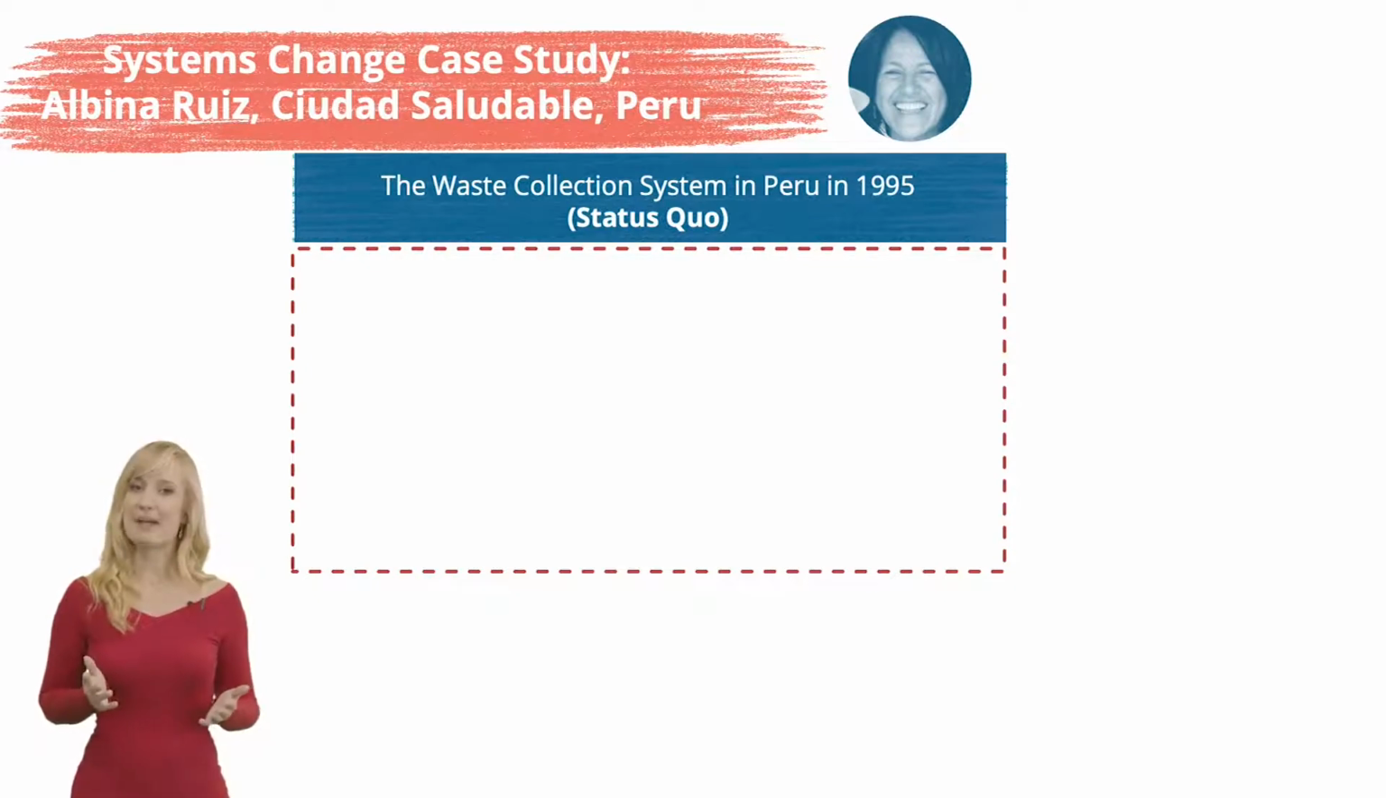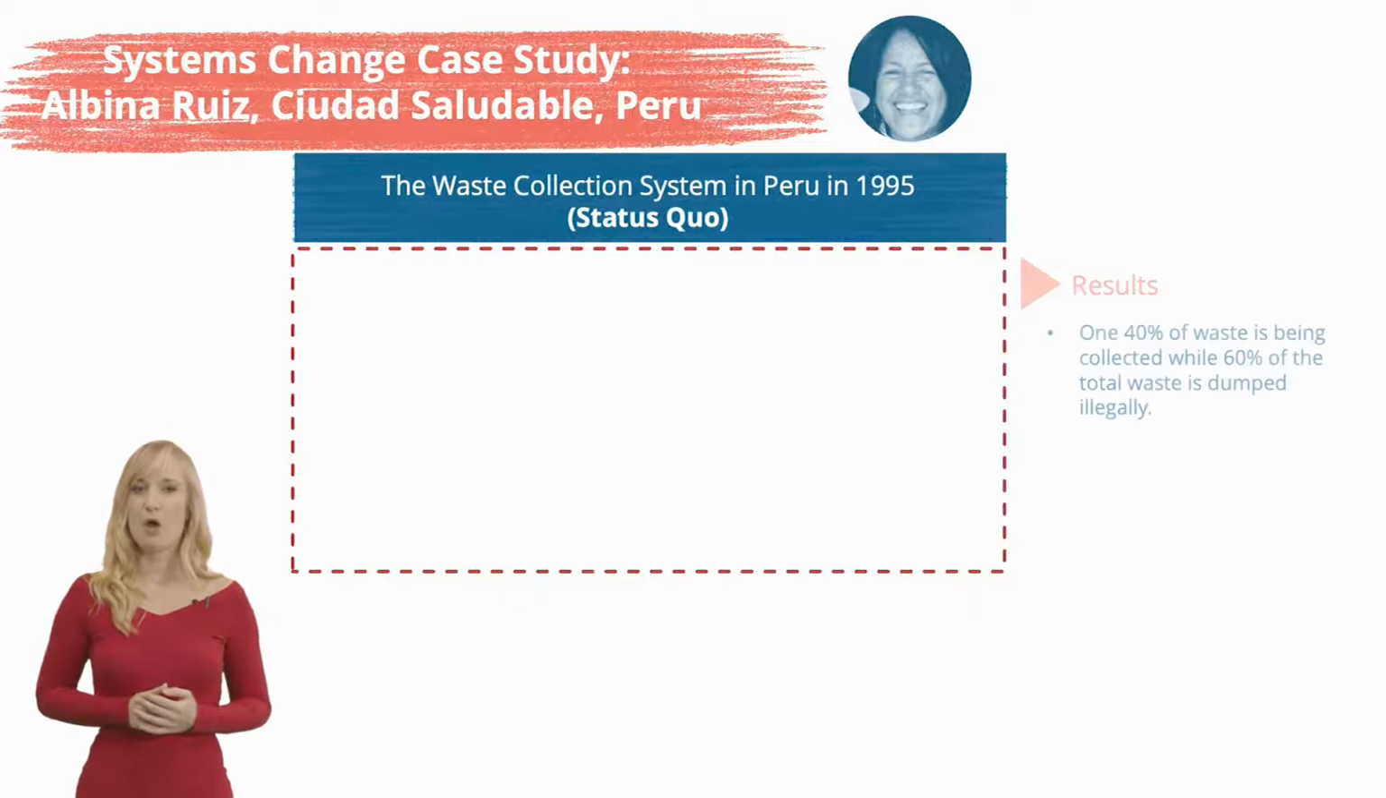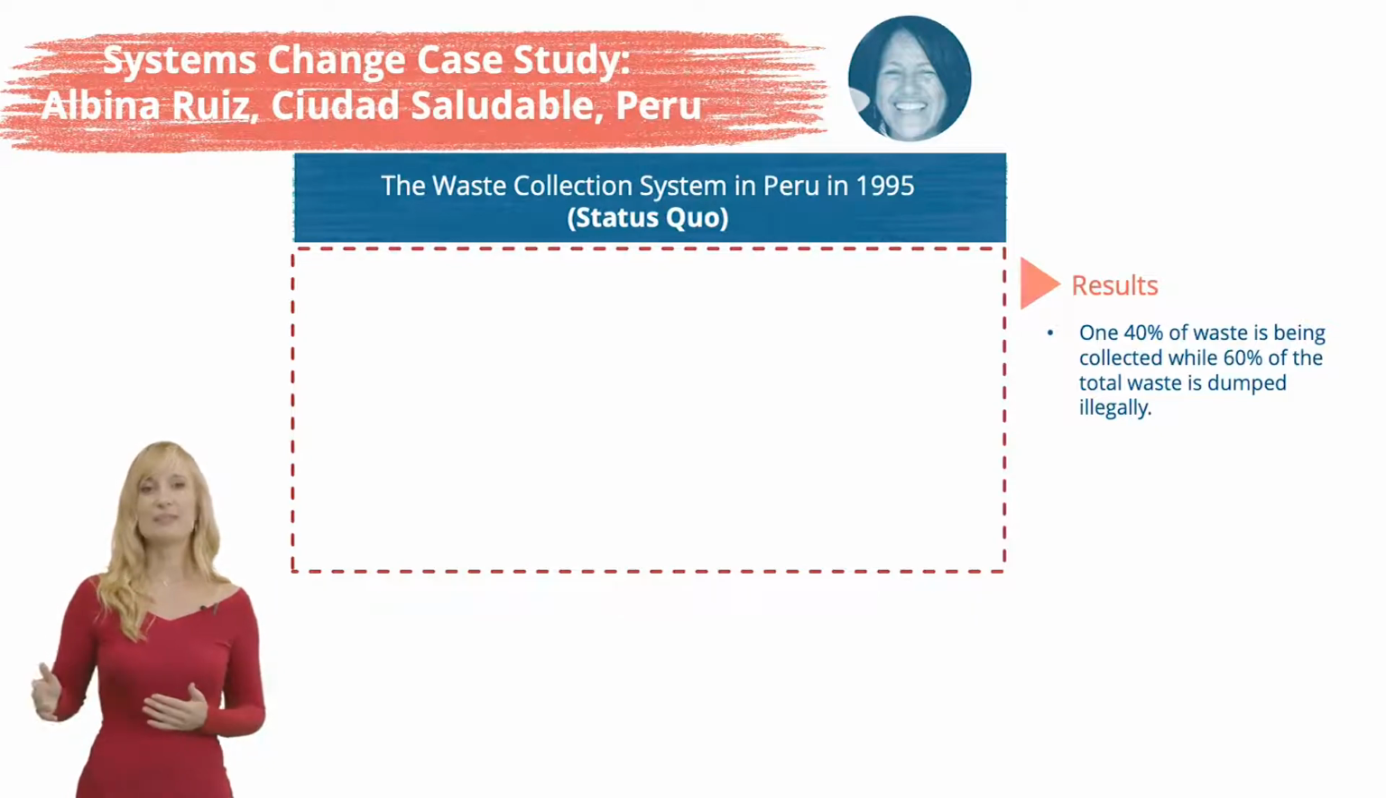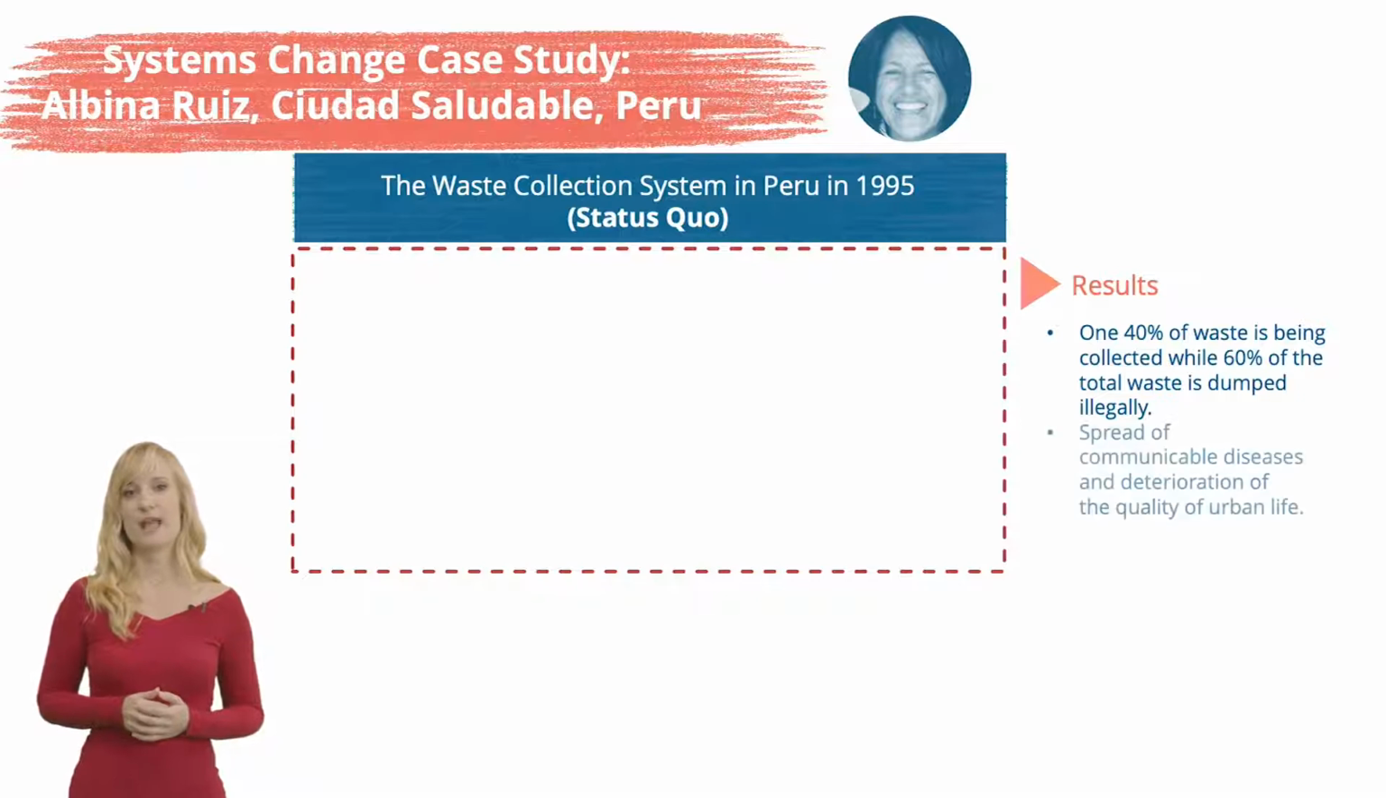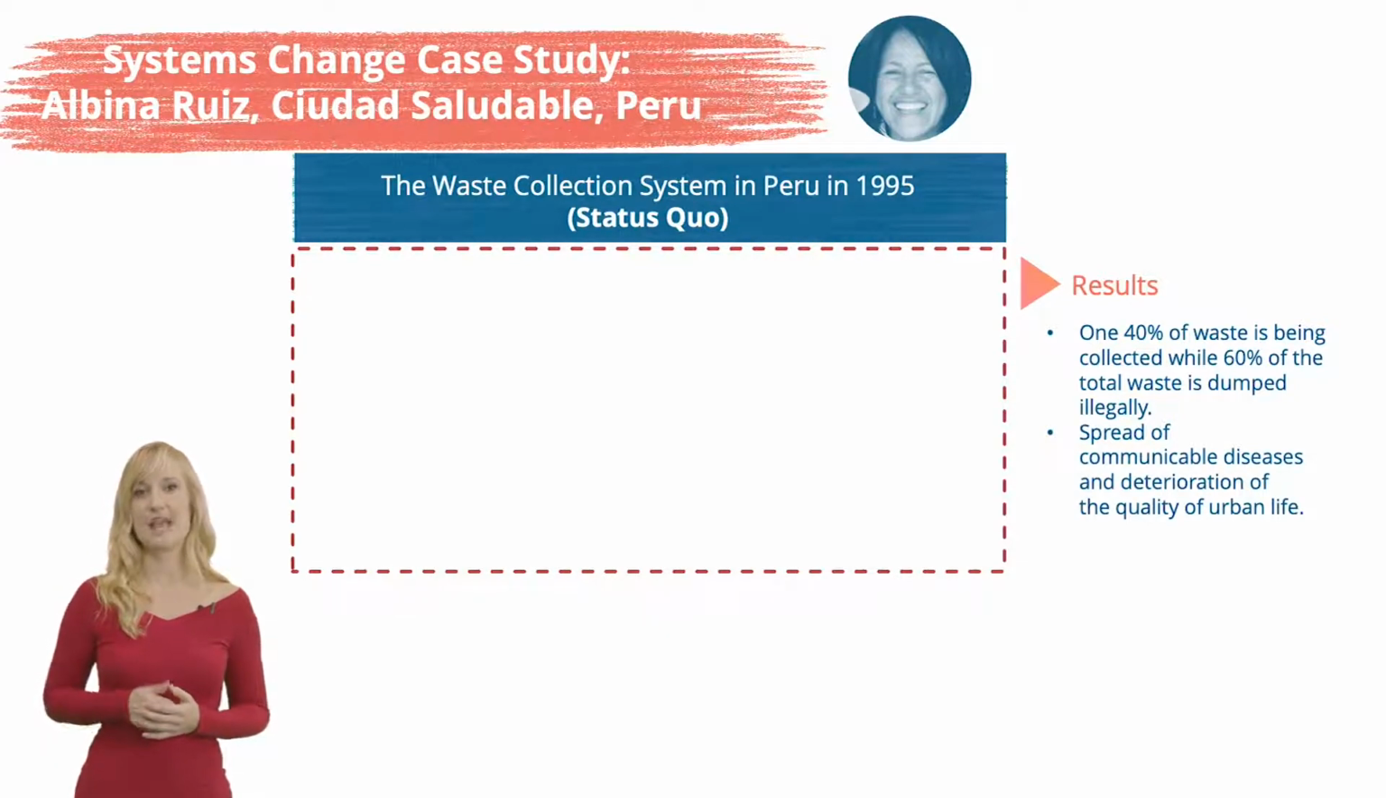Coming back to Albina's example, we can say that in the system of waste collection in Peru, only 40% of the waste produced is collected properly, while 60% is dumped illegally in open garbage dumps, in streets, and in vacant lots. The system contributes negatively to a spread of communicable diseases, directly or indirectly through the multiplication of animals like rats, and it deteriorates the quality of urban life.